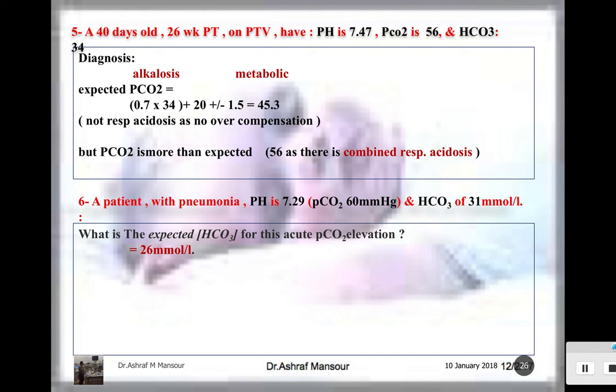So for this PCO2 elevation, which is 15 here, how much will we consider that the bicarb compensates, by the calculation? It will be 26, as this is an acute case. But here you find that the measured bicarb is 31, not 26. So the body tries to compensate to maintain the pH near normal.